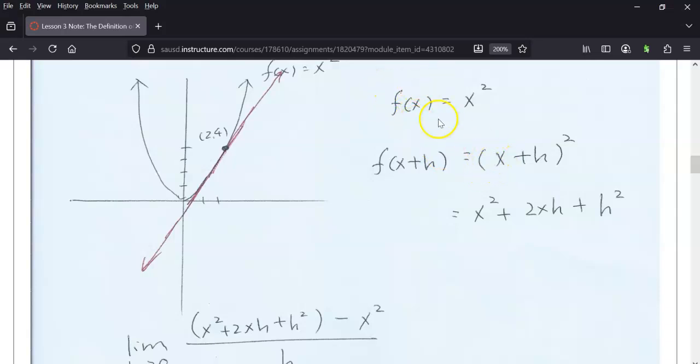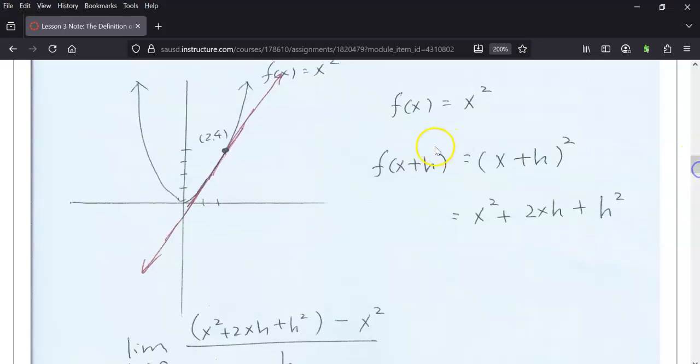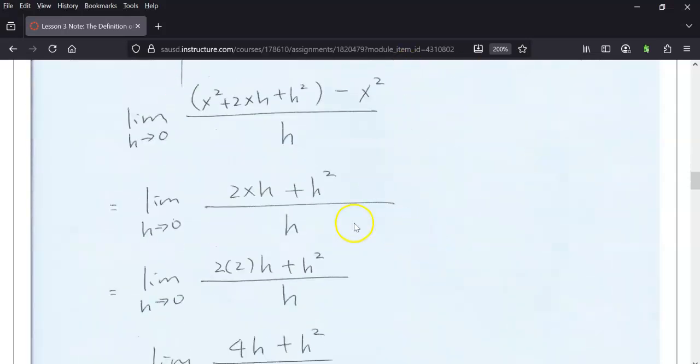So whatever you see here, we're going to do x plus h squared. We're going to FOIL this. You get x squared plus 2xh plus h squared. Now, using the formula, f of x plus h minus f of x over h, here it is, and we're going to let h approach 0.